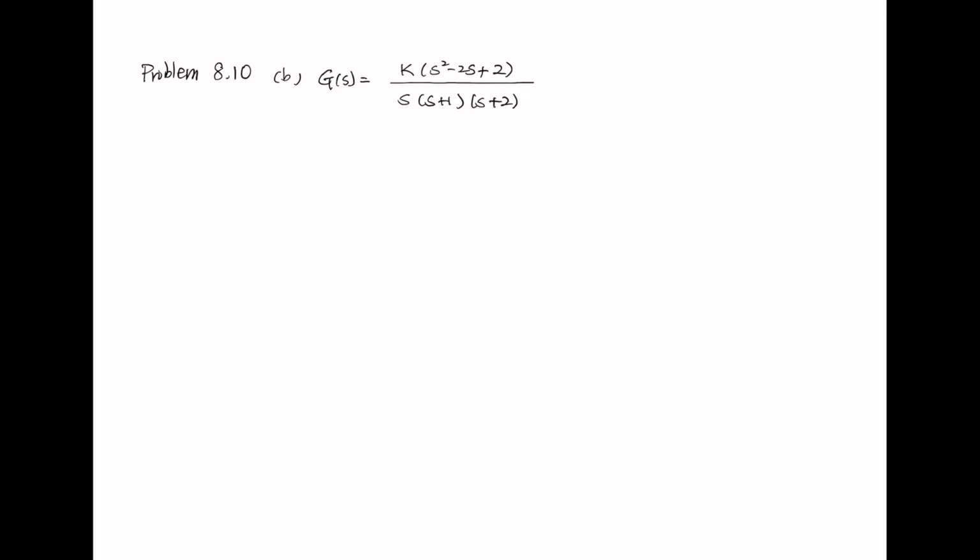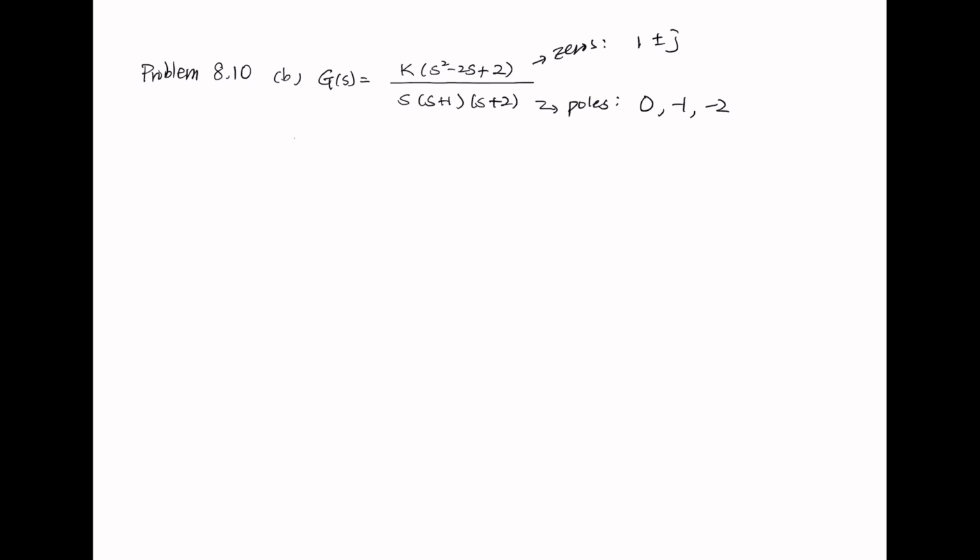Let's work on problem 8.10 part B. The transfer function G(s) is given as this, and we need to sketch the root locus diagram. First, we want to find the zeros and poles. For the zeros, if you use your calculator, we have 1 plus or minus j. And for the poles, from the denominator, we have 0, -1, and -2.